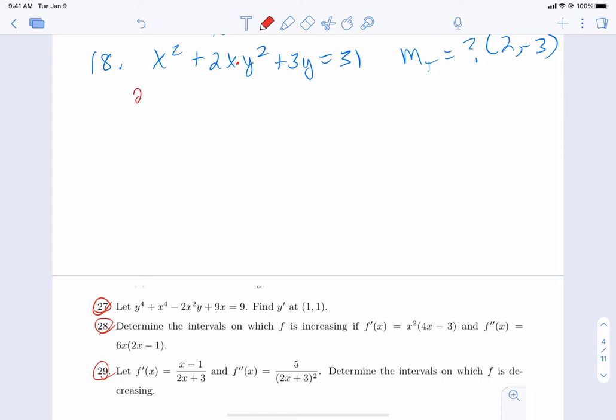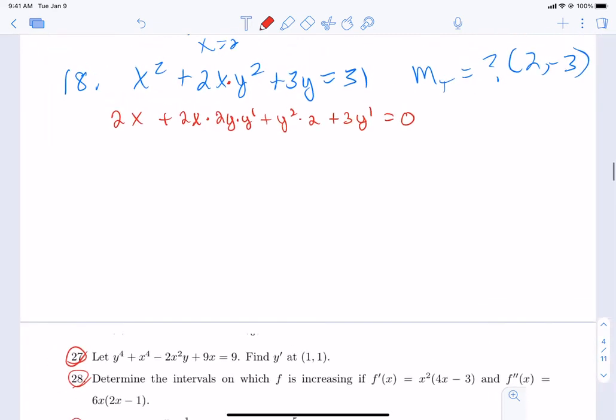So the derivative is 2x plus. Now, this piece has lots to it because it's going to be a product. So it's going to be the first times the derivative of the second plus the second times the derivative of the first. Well, the derivative of y squared is 2y times the derivative of the stuff, which is y prime, okay, plus the second times the derivative of the first. The derivative of 2x is 2. The derivative of 3y is 3y prime. The derivative of 31 is 0. So that is our first derivative.